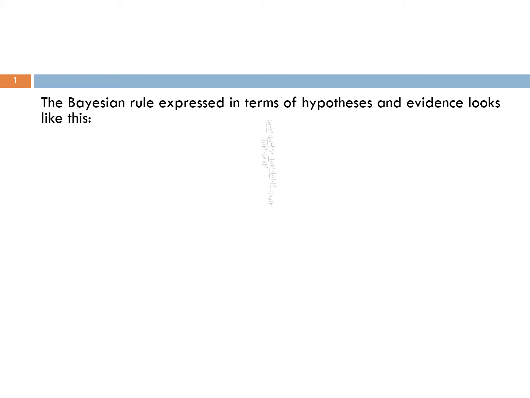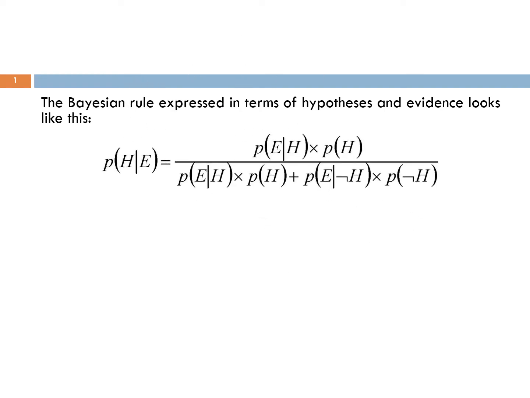We continue again our discussion about the expert system topic. We have discussed last week until the Bayesian rule expression, which we express in terms of hypothesis and evidence.